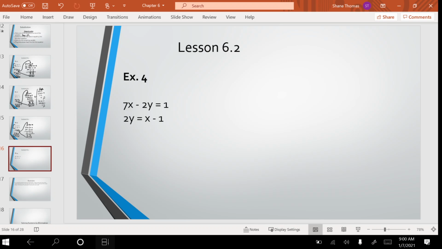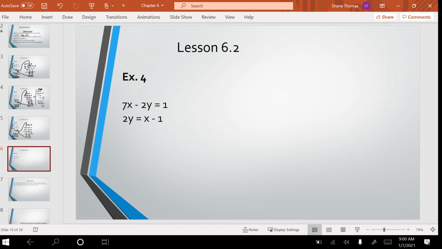So this one here, again, like I said at the beginning, it doesn't matter which equation you use. So in this one, I see this guy in the second equation. It's almost by itself, so that's what I'm going to roll with. Okay, so I have 2y equals x minus 1. I want to get the x term by itself, so I'm going to add 1 over. So I have 2y plus 1 equals x. I have a variable all by itself. First step. Now I'm going to box that up.